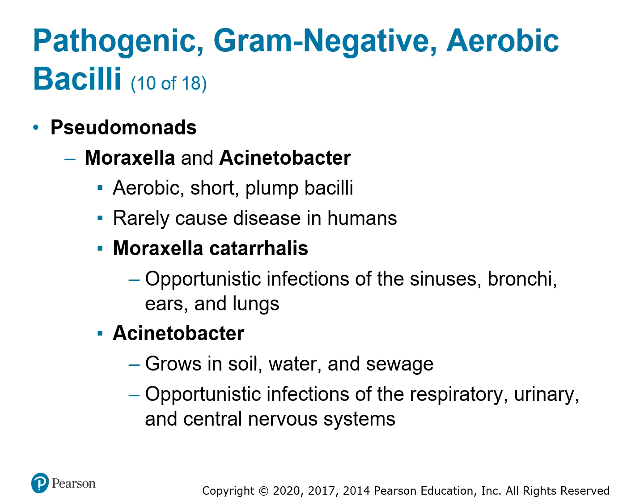All right, the Pseudomonads, Moraxella, and Acinetobacter. These are aerobic short plump bacilli that rarely cause disease in humans. There are a few that we want to talk about. Moraxella catarrhalis, which can cause opportunistic infections in the sinuses, bronchi, ears, and lungs. And Acinetobacter, which grows in the soil, water, and sewage. It is an opportunistic infection in the respiratory, urinary, and central nervous system.